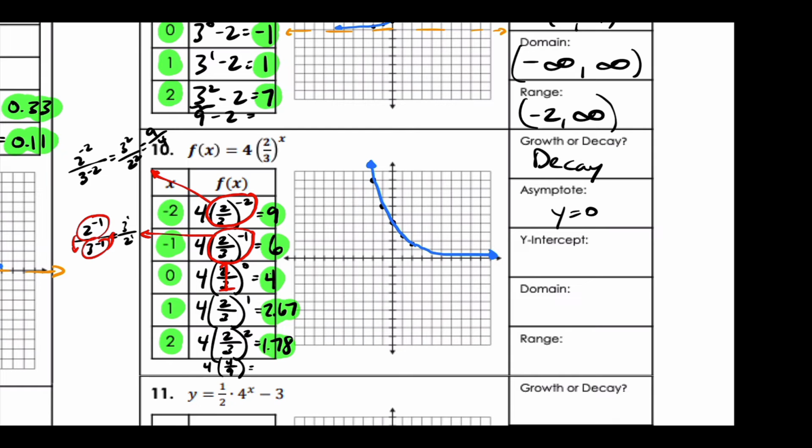Y-intercept, where does it cross? 0, 4. Just look at your table, or you can look at the dot on the graph for that one. Domain, what did we say about the domain? It's always going to be, for these guys, since they all look pretty much the same, negative infinity to positive infinity.